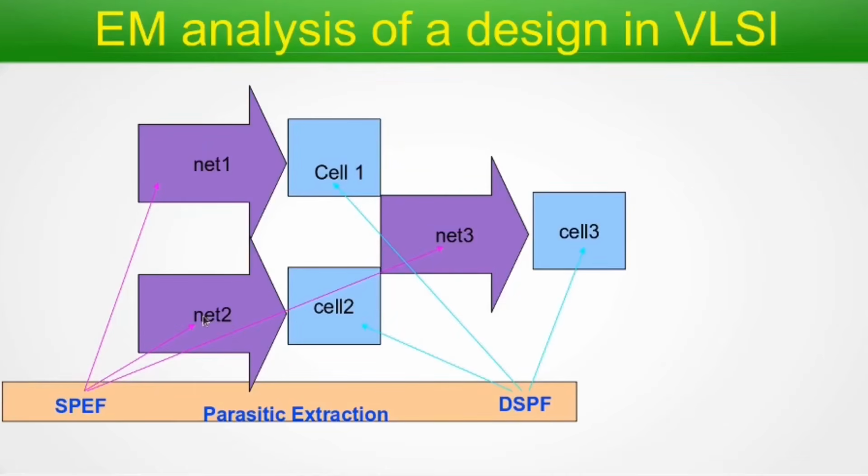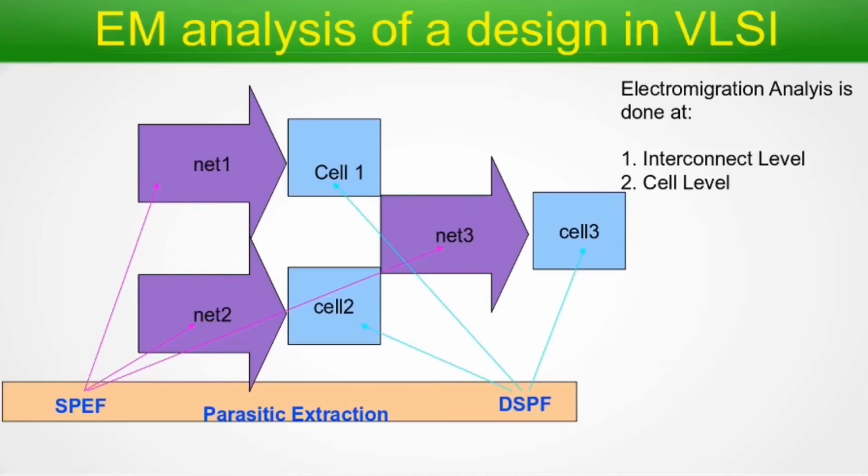Generally the nets are extracted in SPEF format and the cells are extracted in DSPF format. These are parasitic extraction. Later I will exemplify the SPEF and the DSPF. These are some of the prerequisites that we need to do. Both types of analysis are done: one at the interconnect level and also at the cell level, because inside a cell there will be some metal wires and they can contribute to an EM violation. So we have to do both.